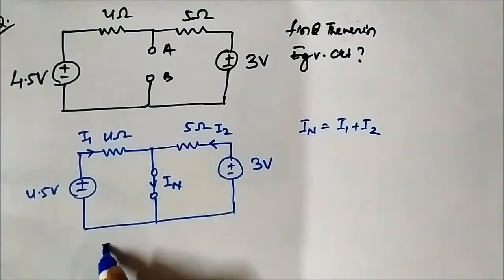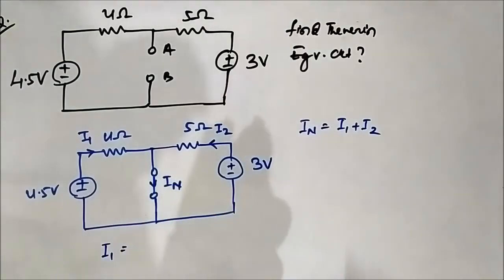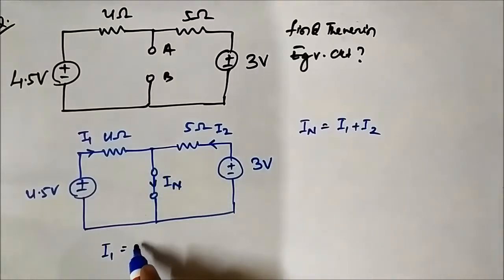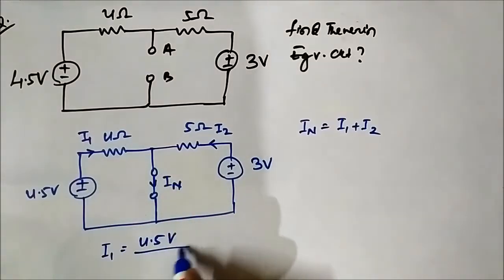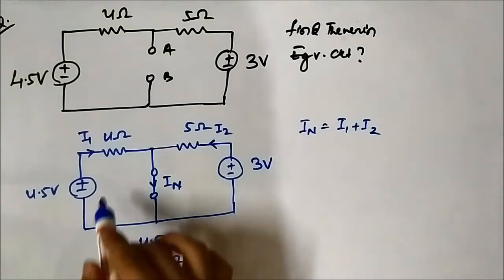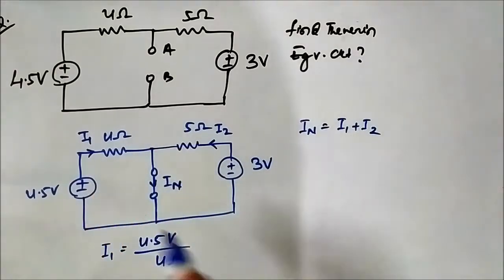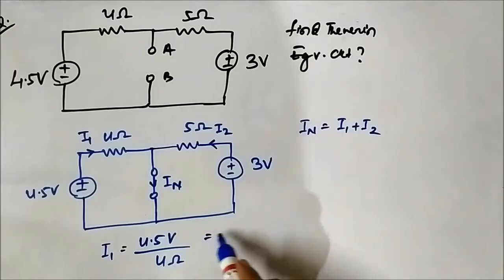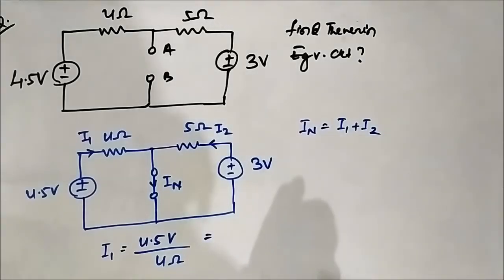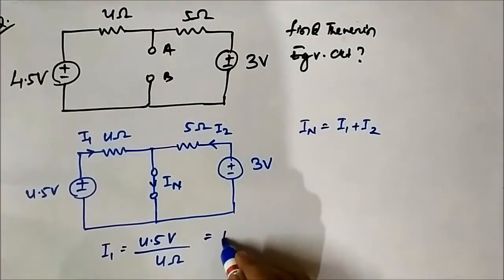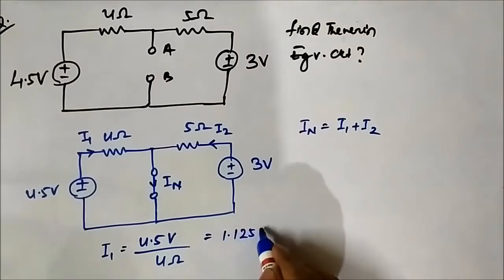So I1 is simply 4.5 volt by 4 ohm, because there is no other resistor in this mesh. So I1 is 4.5 by 4 ohm, which is around 1.125 ampere.